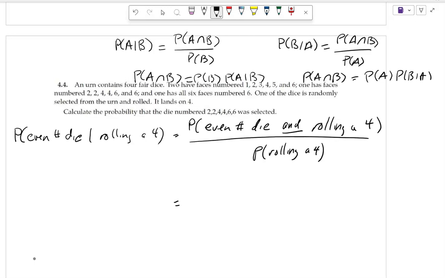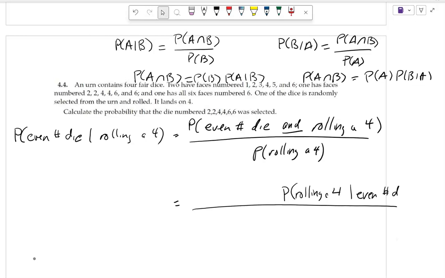Well, notice in this one, if I think of this as being my B, I have it written this way. But now I've got it in terms of the intersection, I can flip it around using the other one. So we know we can compute the probability of rolling a 4 given the even number die, right? We know we can compute that. Since now the given part is the even number die, I also need to multiply that by the probability of getting the even number die.